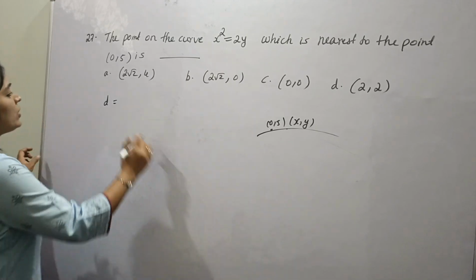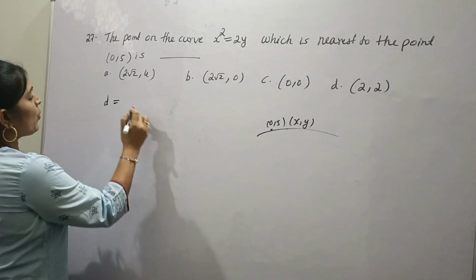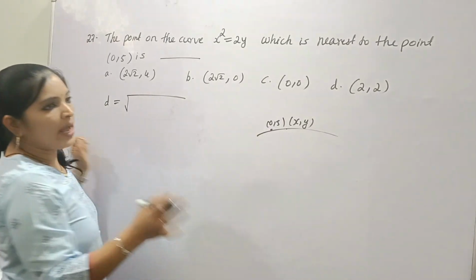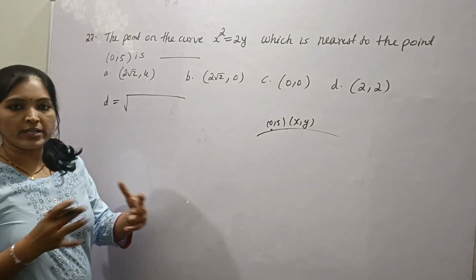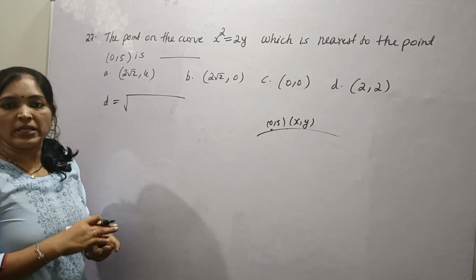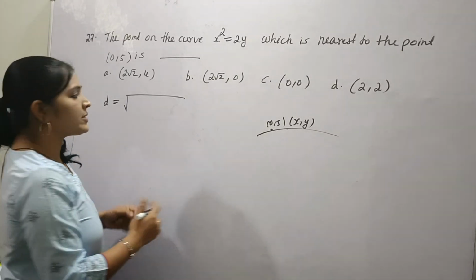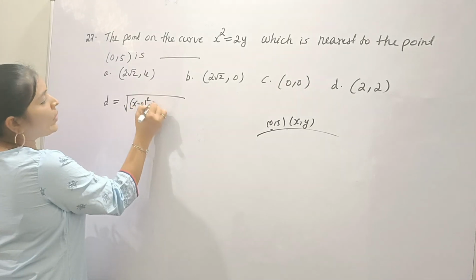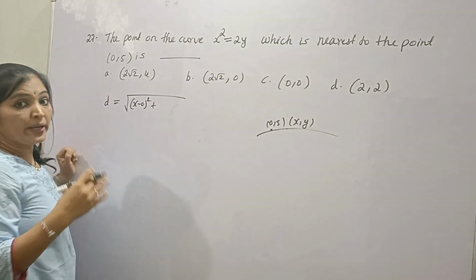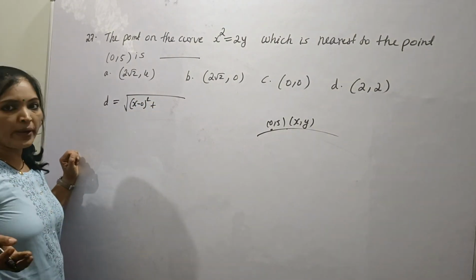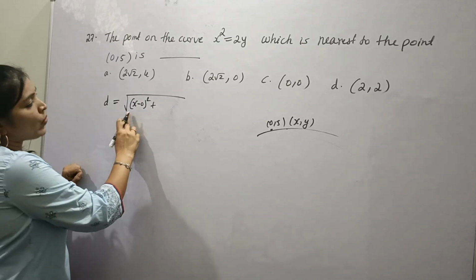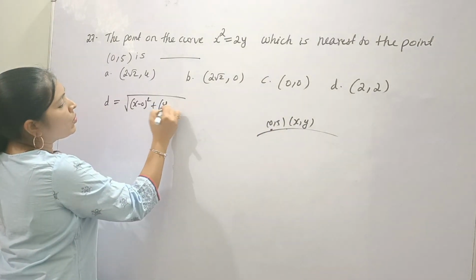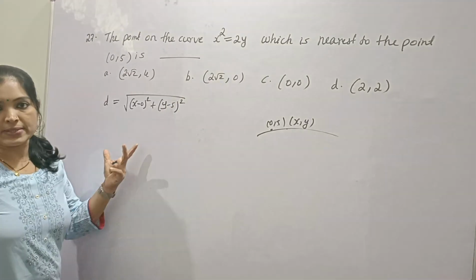We know the distance formula: if x1, y1 and x2, y2 are the points, what is the distance between them? Square root of x2 minus x1 whole square plus y2 minus y1 whole square, right? So here square root of x minus 0 whole square plus y minus 5 whole square. Okay, it is the distance.